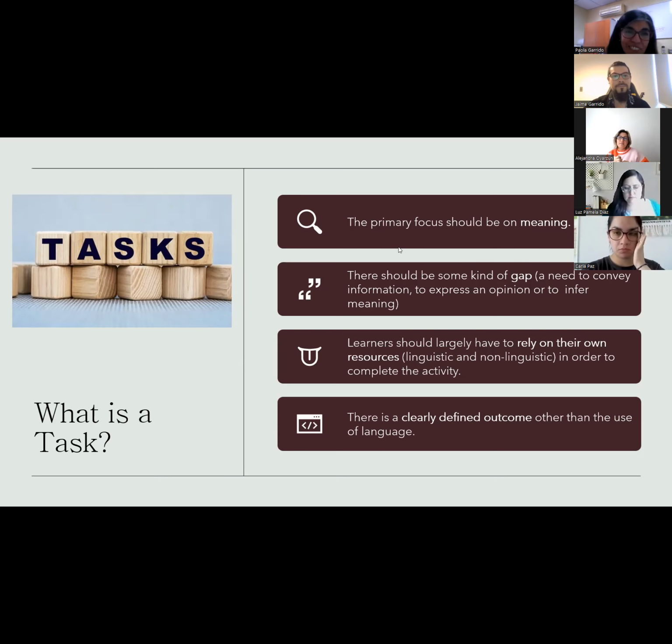It's a task. You can have a task with a lot of exercises. So exercise is part of a task. That's my question. I'm not sure.